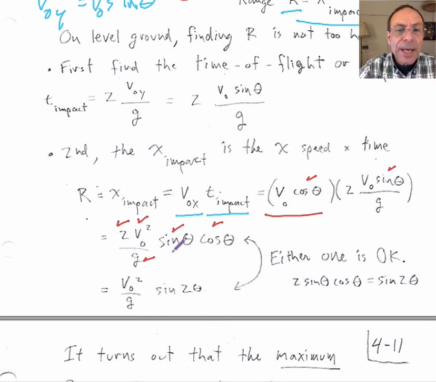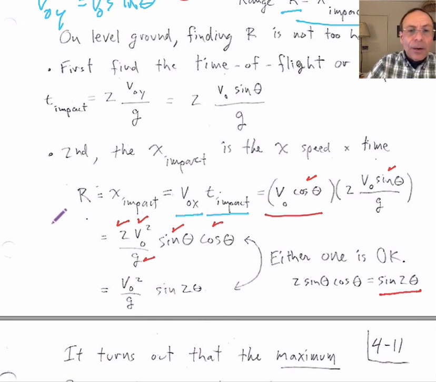Now, there is a trigonometric thing that you can do to somewhat simplify this formula. And here it is. It's one of the famous double angle formulas. So the sine of 2 times the angle is equal to 2 times the sine of the angle times cosine of the angle. So 2 sine theta cosine theta gets replaced by sine 2 theta.